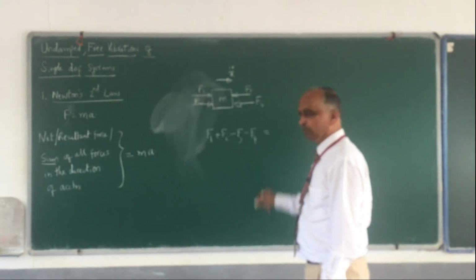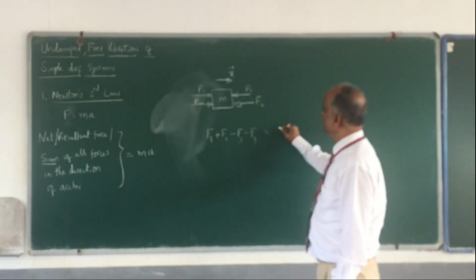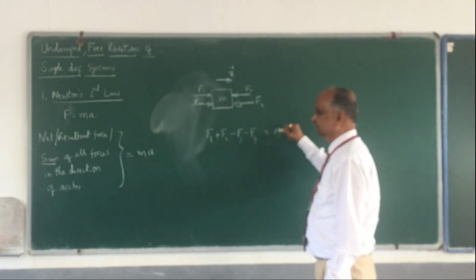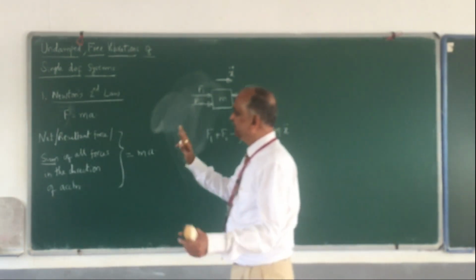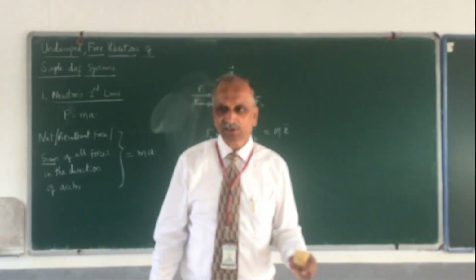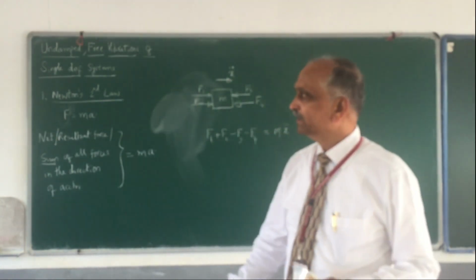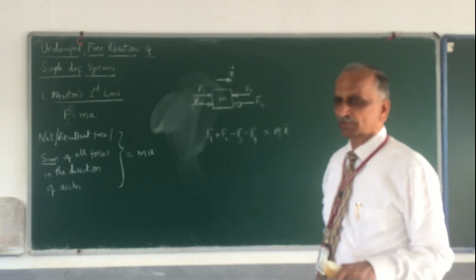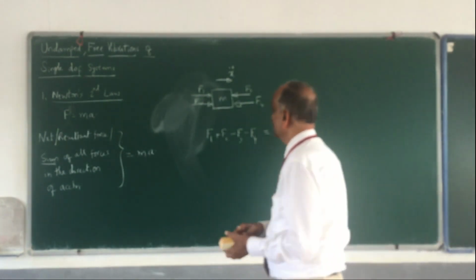This is equal to, what is the mass of the body? Mass. What is the acceleration? X double dot. This is what I mean by Newton's second law. This is what I am going to apply. What is the left hand side? The sum of all the forces in the direction of acceleration, which is equal to m into a.